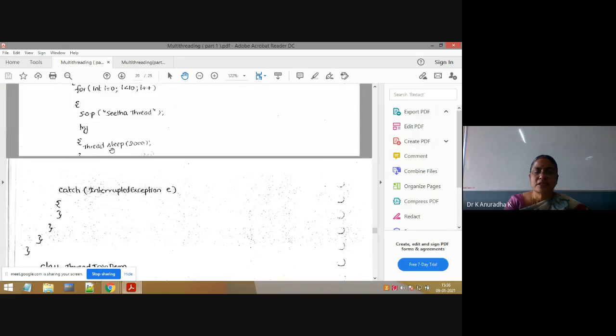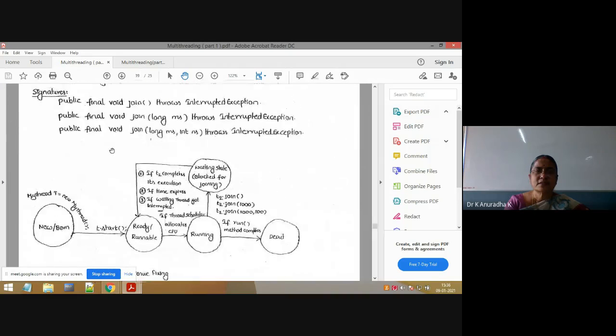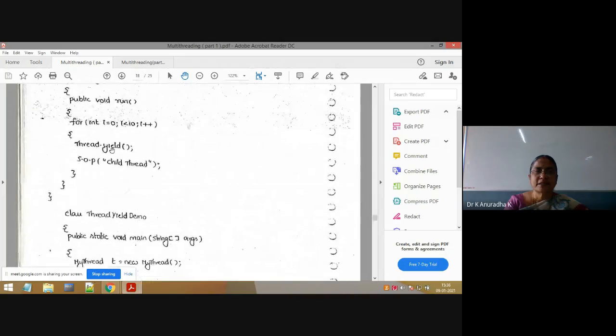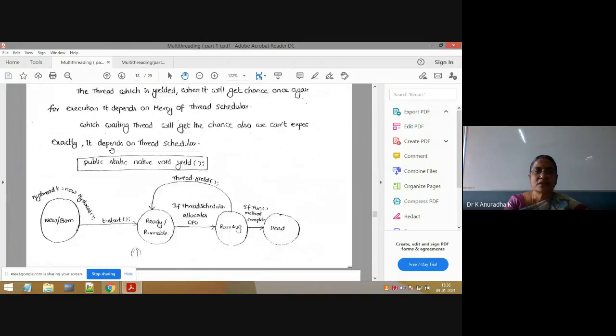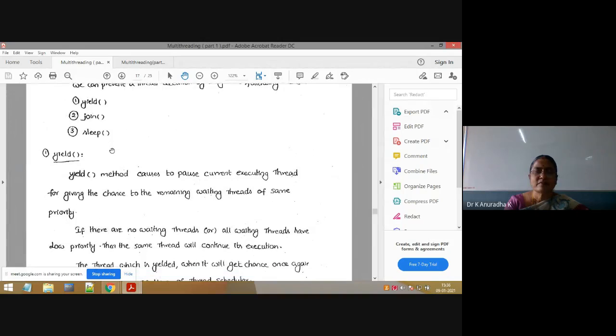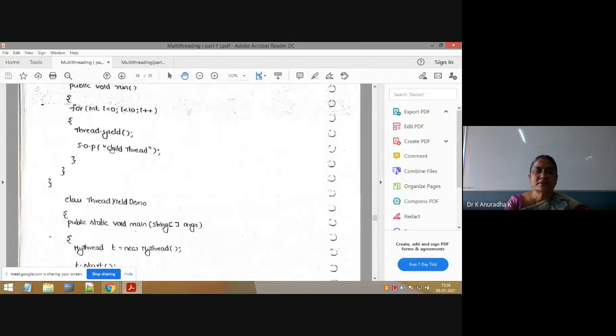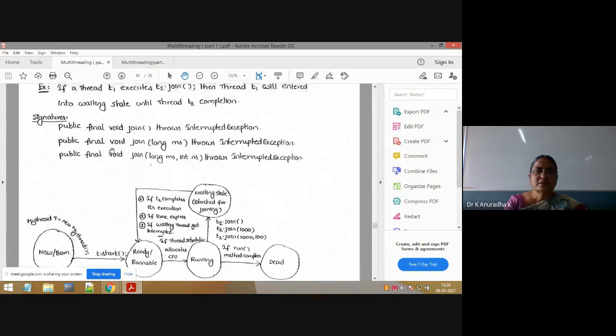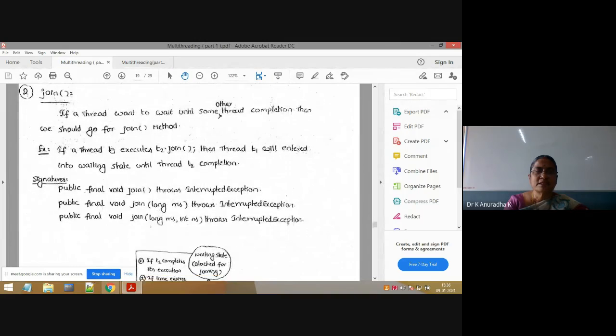Next, till now I have explained two methods, the join method and the yield method. What are the next two methods? The sleep method and the interrupt method. Now I will explain the sleep method. The sleep method is very, very easy.